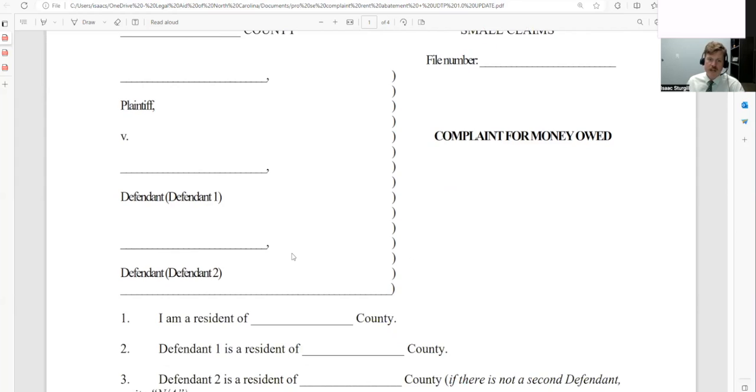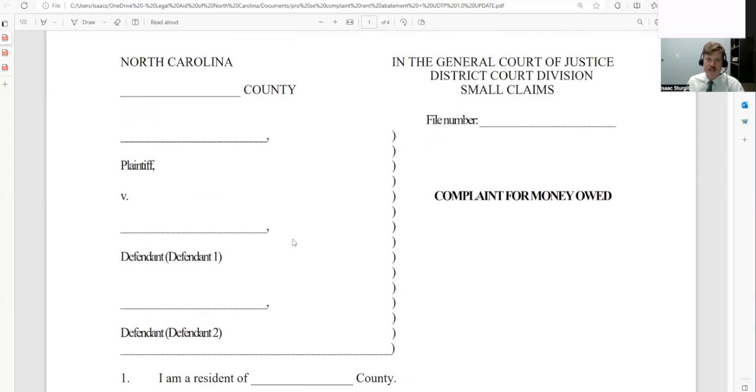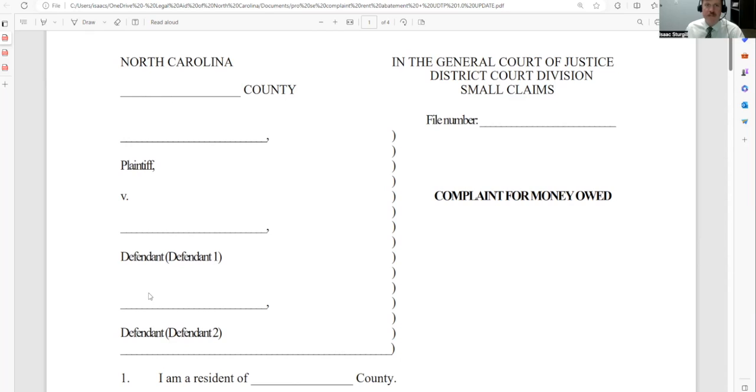The first part of the document is called a case caption. This is just information to identify the case for the court. And so the first thing the tenant would do is just fill in the county. So, whatever county in North Carolina the tenant lives in, they would fill that part out. Then the tenant's going to put the names of the parties. So in this situation, because the tenant is the one filing the lawsuit, the tenant is the plaintiff. So the tenant's going to put their name right there over plaintiff.